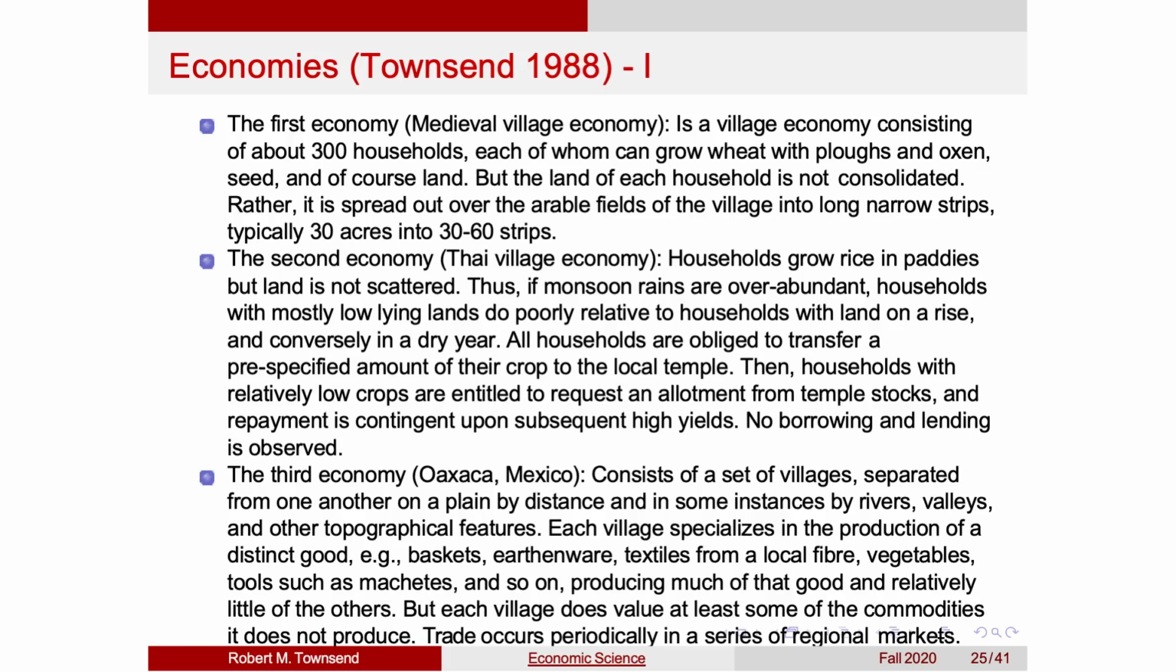The villages are separated from each other by non-trivial distances. Sometimes it's flat land on a plain. Sometimes there are rivers and valleys and other topographical features. Each village specializes in production of a distinct good. Could be baskets or pottery or textiles, machetes. They produce a lot of that good and relatively little of the other ones, but each village values the commodities which it does not produce. And then trade occurs in this series of regional markets.